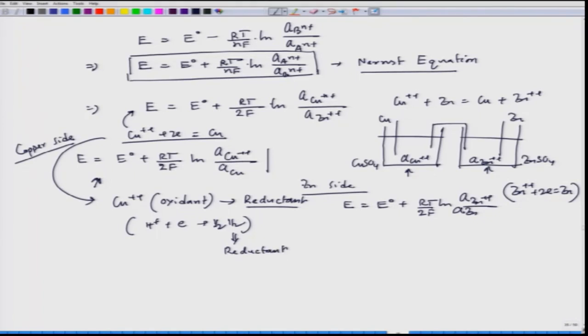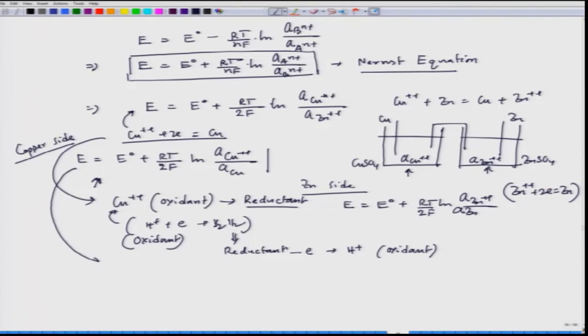So, the reductant would always get oxidized: reductant minus e equal to H plus. So, this becomes my oxidant. Similarly, here the ion is accepting electrons and forming the reductant. So, the oxidant can only get reduced. So, our convention is fine.